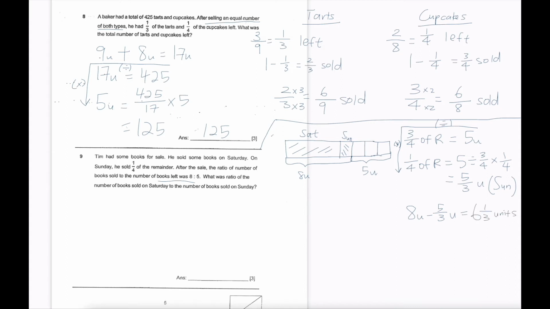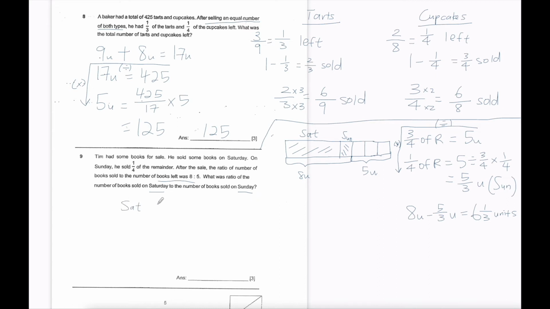Okay, so all these units, they are fractions, but don't worry, I'm gonna show you how to do it. What was the ratio of the number of books sold on Saturday to the number of books sold on Sunday? One thing that we are lucky is that we already know how many units is to how many units, because 5/3 is to 6/13. So I'm gonna show you how we do it.